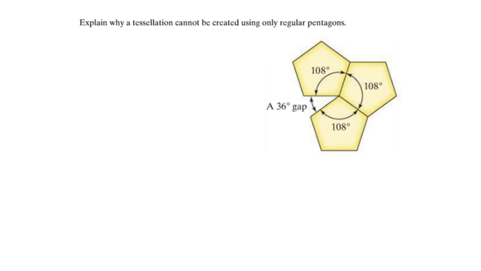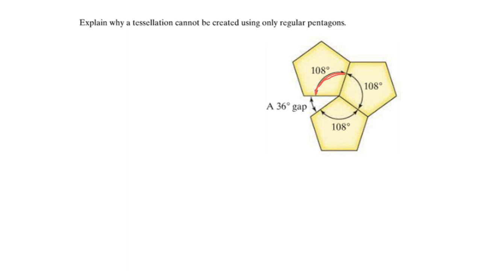Our next slide asks: is this a tessellation? And if it cannot be a tessellation, we need to be able to explain why. So we have a regular pentagon, a five-sided figure. We have three of them, placed in such a manner that the interior angles measure 108 degrees for each one.